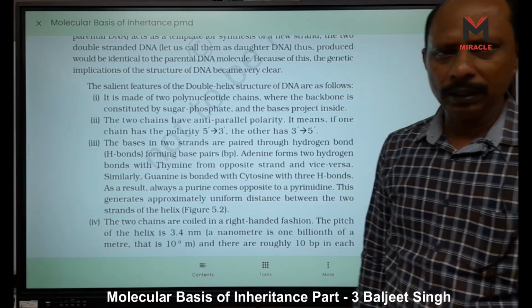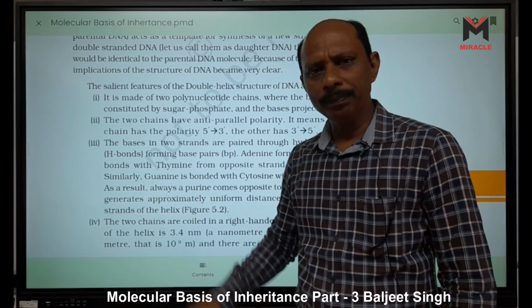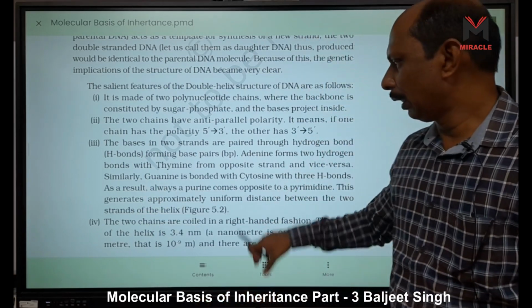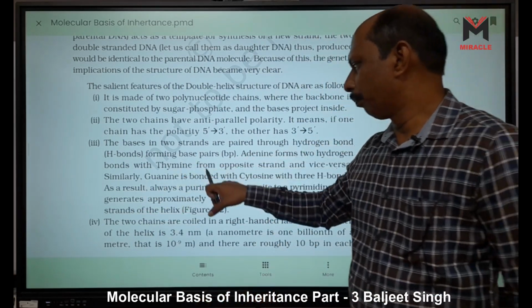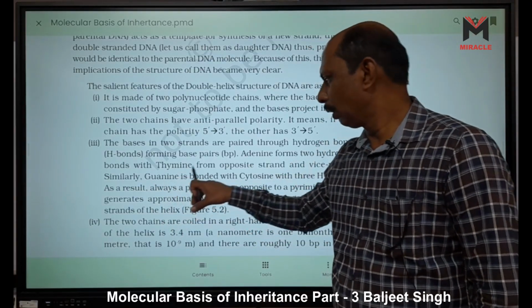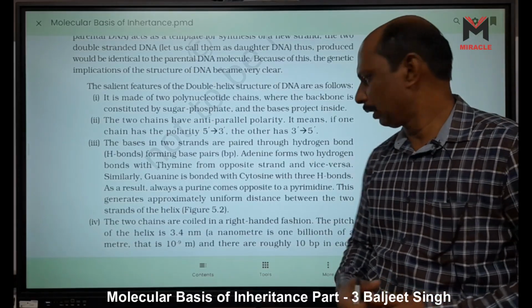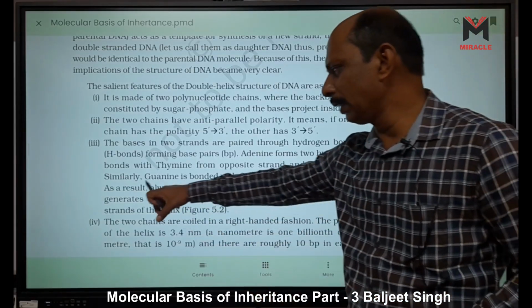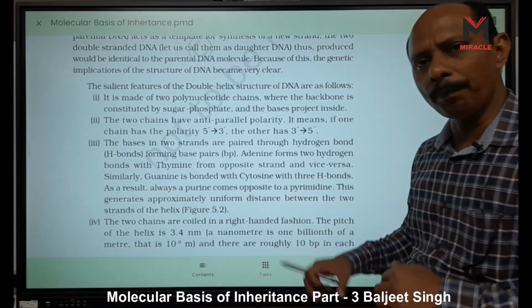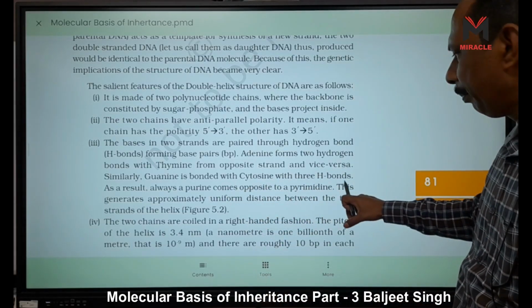Third, the bases in the two strands are paired together by hydrogen bonds, forming base pairs. Adenine forms two hydrogen bonds with thymine from the opposite strand and vice versa. Similarly, guanine is bonded with cytosine with three hydrogen bonds. As a result, purine always comes opposite to pyrimidine.